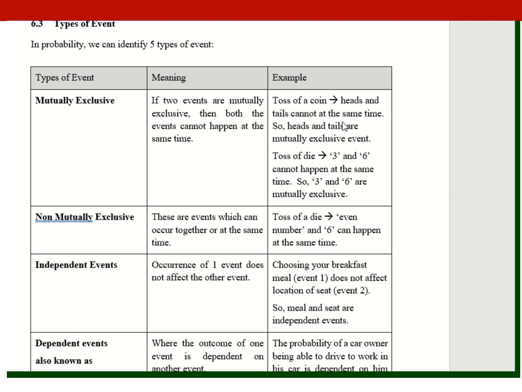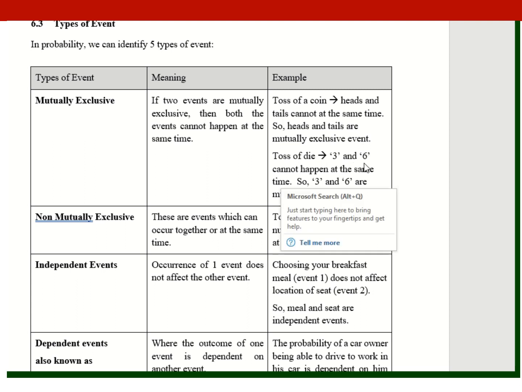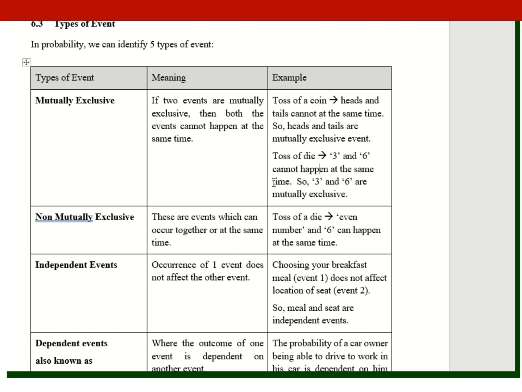Okay, that means it cannot happen together. When you toss a die, 3 and 6 cannot happen at the same time. Why? You're tossing one die, right? It's either you get a 3 or you get a 6. You cannot get 3 and 6 at the same time because you're talking about one die. All right? So that is mutually exclusive.